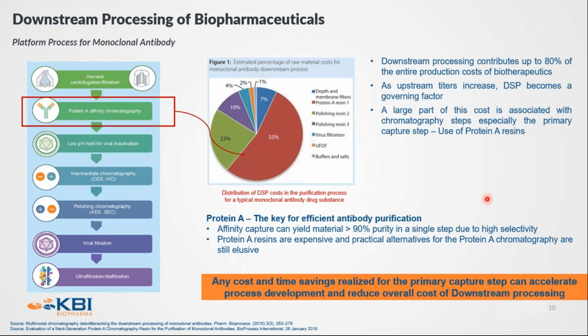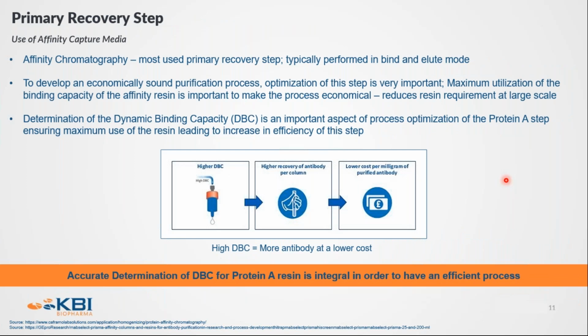So now that we know that we have to use a protein A resin in our mAb process, we try to keep the cost of this step low so that we can bring down the overall cost of our downstream process. What is important when we develop the affinity chromatography step, which is also what I call the primary recovery or the primary capture step? During the development of this step, we have to make sure that we are utilizing the resin to its maximum capacity.